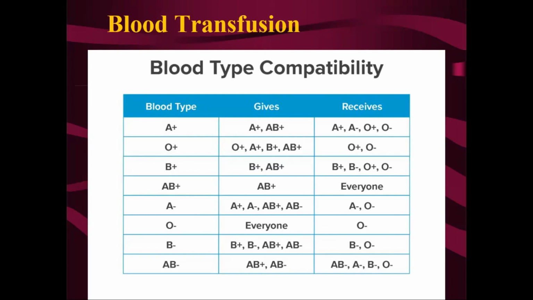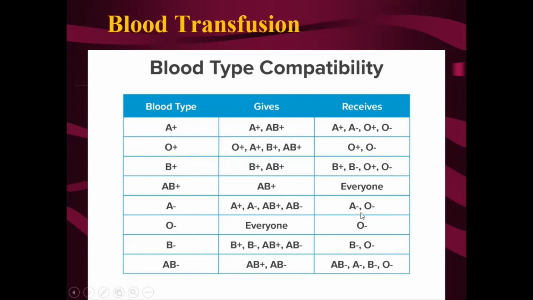This table shows the blood type compatibility. That is, if someone has blood group A positive, it can give blood to just A positive and AB positive persons, but it can receive blood from A positive, A negative, O positive, and O negative persons. We can notice here that O positive and O negative persons can donate blood to blood type A, blood type O, B positive, and AB positive.